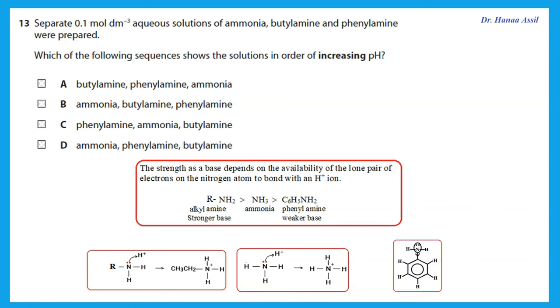When we have a benzene ring in the phenylamine, the lone pair of electrons are actually not available for dative bonding because they are delocalized onto the benzene ring. So this would be the least basic, or the lower pH. So if we are trying to arrange them in increasing pH, it is the phenylamine and then the ammonia and then the butylamine is the more basic, with higher pH.